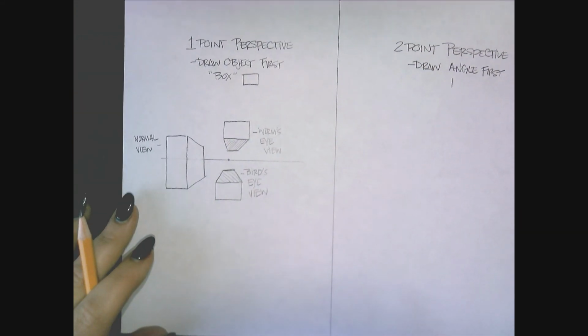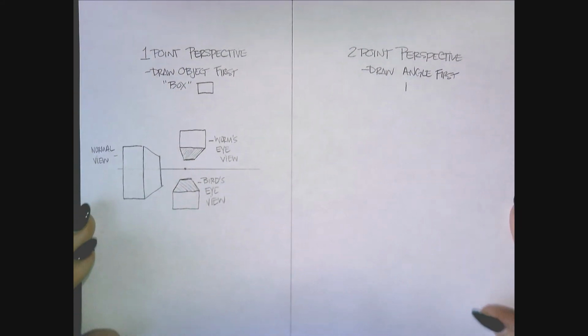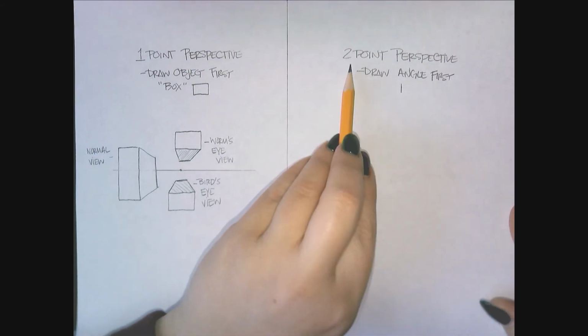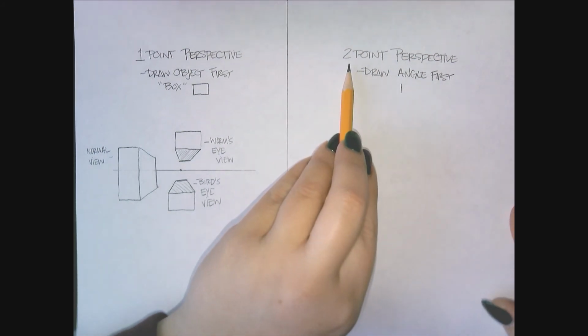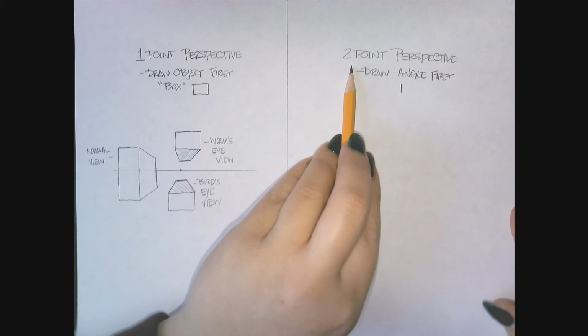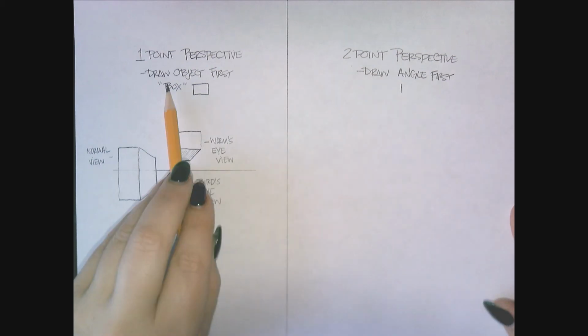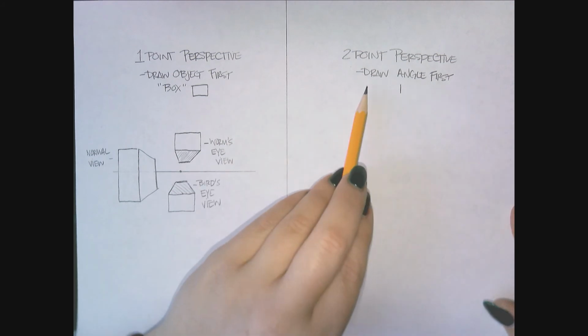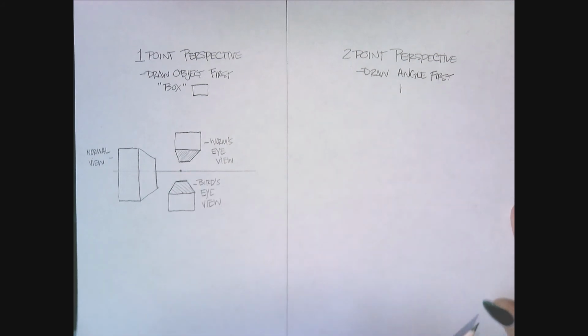And let's move on to two-point perspective. So something that already stands out, obviously we're going to be working with 2 points. So that's the first difference. And then with one-point perspective, you draw the box or the front of the object first. With 2-point perspective, we're drawing the angle. So things are rotated or turned.